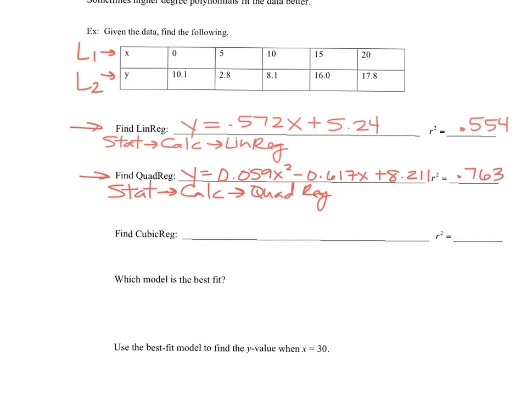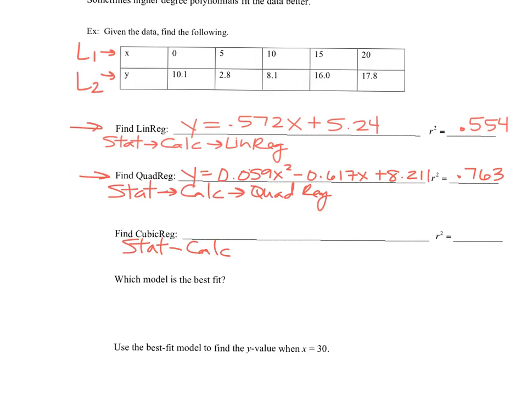Okay, so the last one, anyone see it? Stat, calc. It's right here. Do you not have an R on there? You need to turn your diagnostics on if your R's aren't on there. You need to go to second 0. That's your catalog. And then go down to diagnostics on and hit enter, enter.